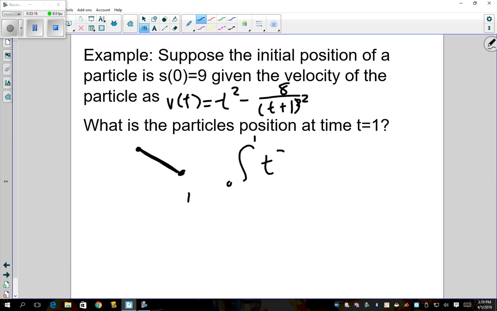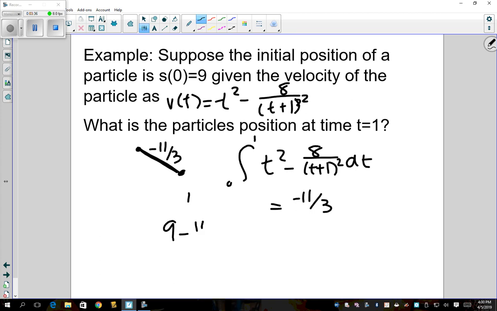So we're going to integrate t squared minus 8 over t plus 1 squared. And I'm going to tell you that this is going to be negative 11 over 3. So my particle has moved backwards 11/3. And so in order to find where my particle is at t equals 1, I take my initial position, 9, minus 11/3. And so this is the particle's position at t equals 1.